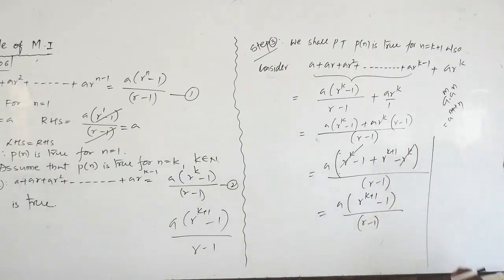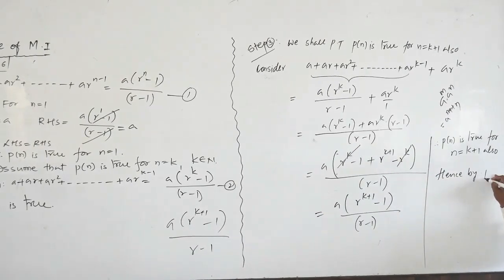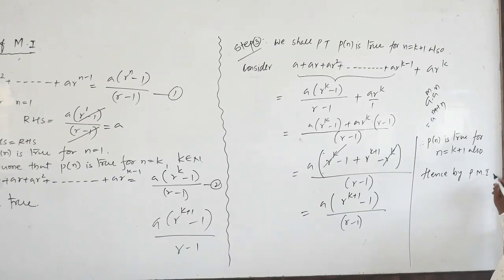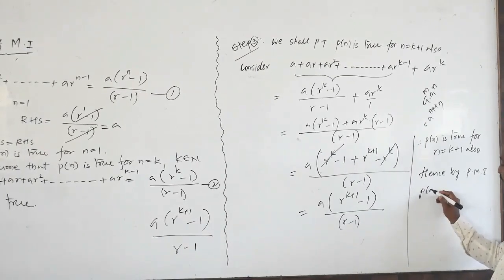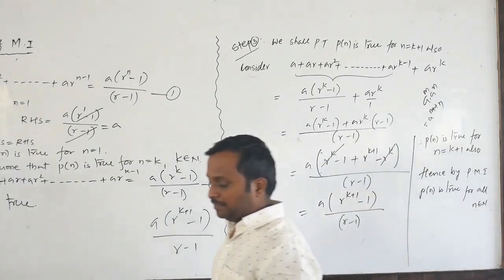Therefore, what is your conclusion? Therefore, P of n is true for n is equal to k plus 1 also. Hence, by the principle of mathematical induction, P of n is true for all n belonging to N. Okay, this is the idea.